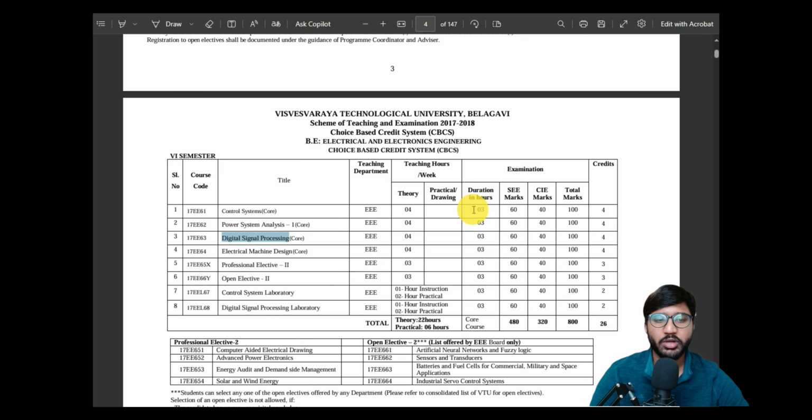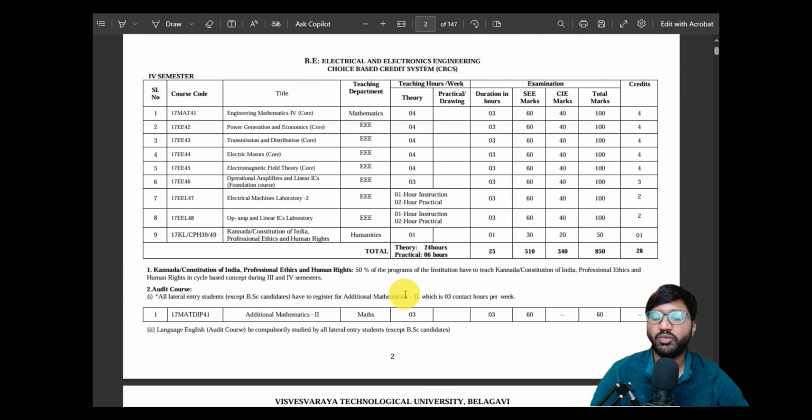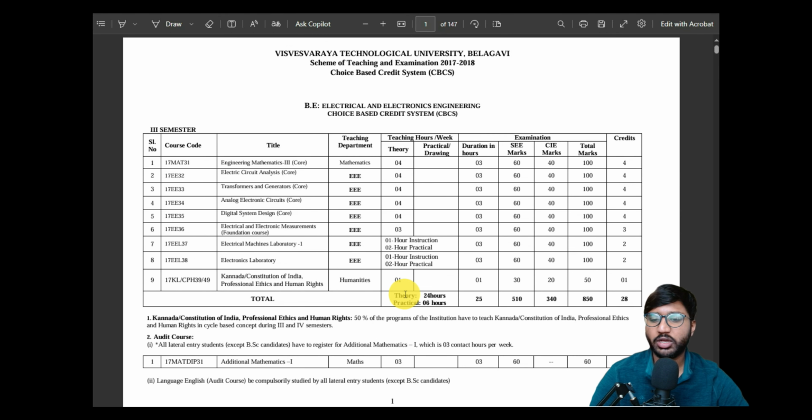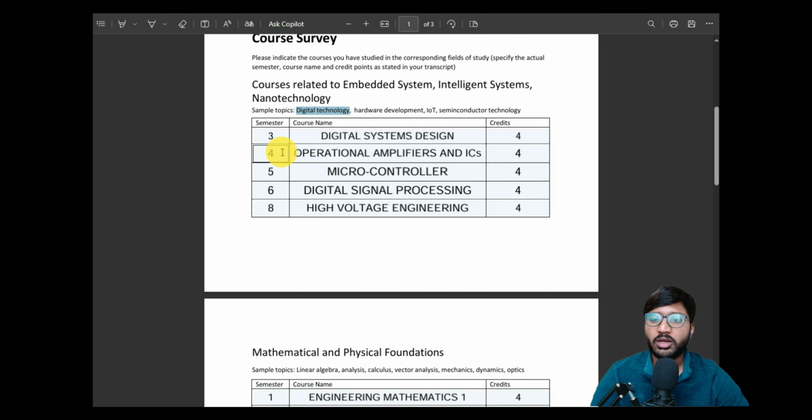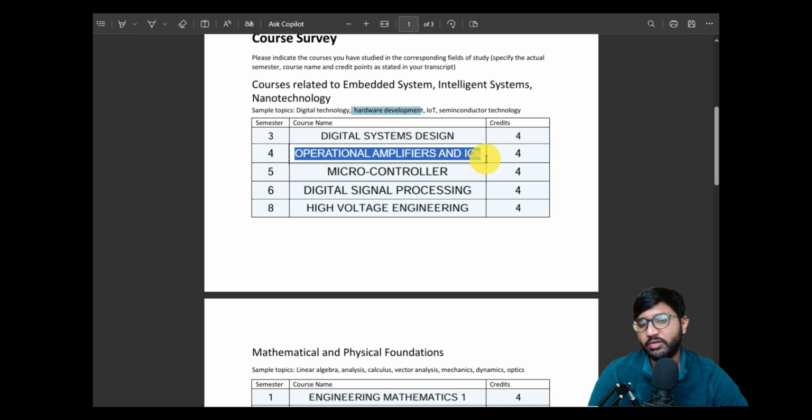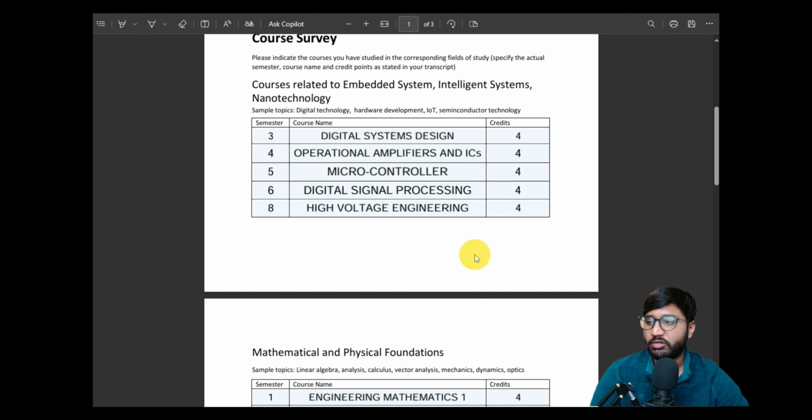We also have how many hours we study in a week and the total number of hours. Everything is given in one module handbook. Please go through it, then you can also convert to ECTS in future if you need. Then we wanted hardware development. As an example for hardware development, I used operational amplifier ICs. Then another is high voltage engineering. This also we use for hardware development. That's the reason I have given these 2 subjects as examples, for 4 credits.